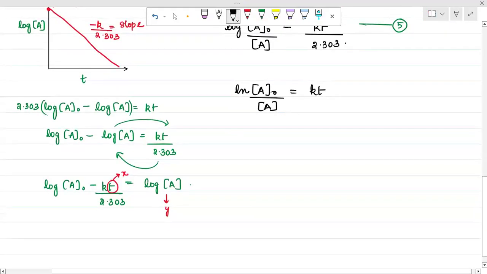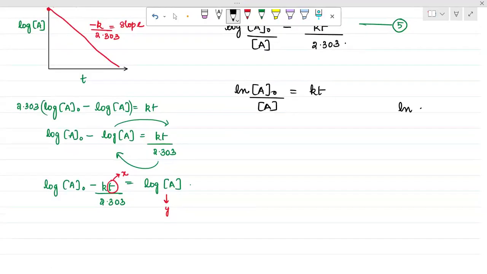Now, if I take the reciprocal over here, for example, if I say that ln x is equal to y, if I take a reciprocal over here, which is ln 1 by x, the right hand side is going to become minus y. That is what I'm going to do over here as well. So I'll take the reciprocal in such a way that now A comes on the top, A naught goes to the bottom. All I have to do is put a negative on the right hand side. These are all basic mathematical operations. So it becomes minus KT.